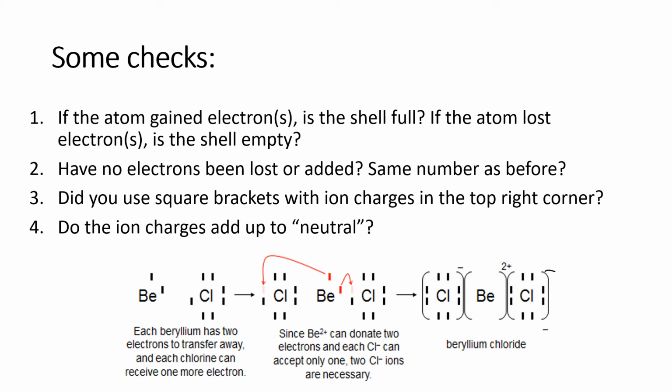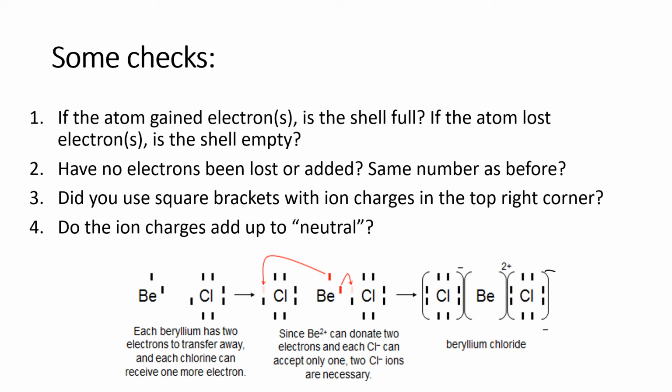Okay, so things to double check. If the atom gained electrons, is the shell full? If it lost electrons, is the shell now empty? If they're not, you didn't do it right or you didn't complete it. If no electrons have been lost or added, overall you need to make sure that you have in total the same number of electrons as you started with, so you didn't just lose some into the ether or magically get more.